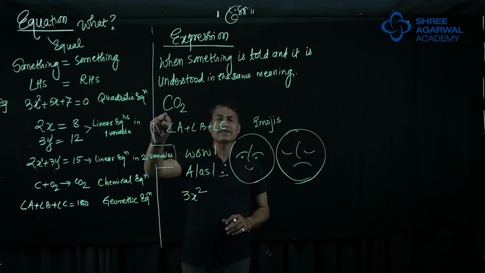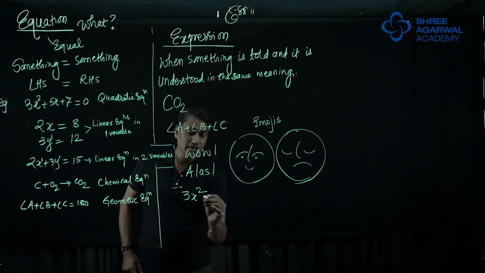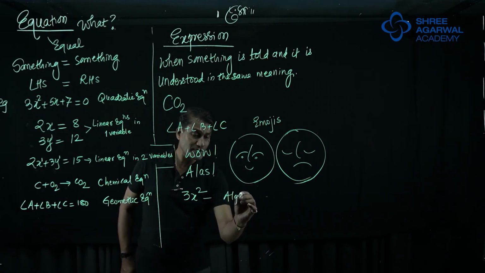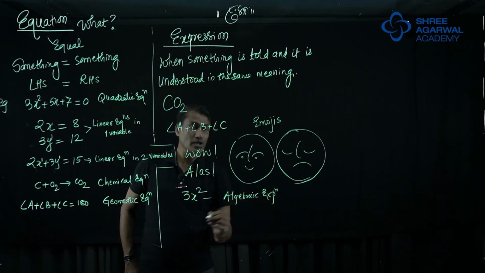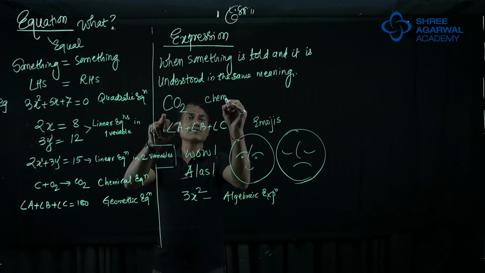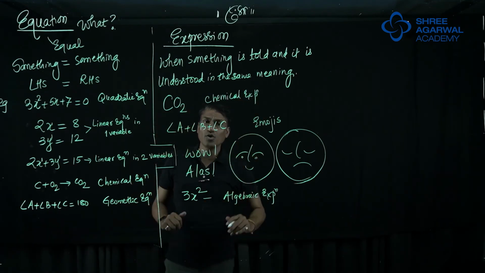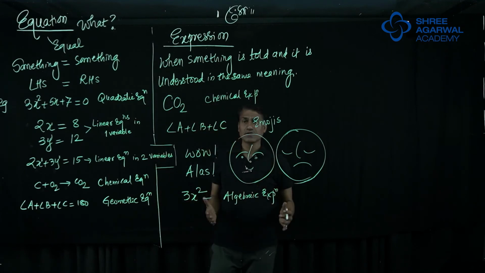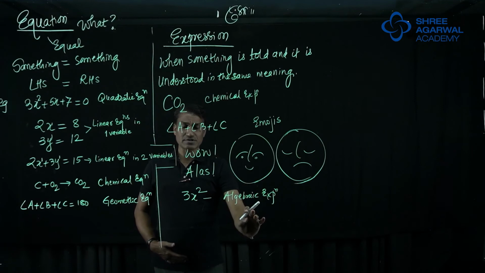This is a chemical expression. This is a geometrical expression. These are all verbal expressions. This is an algebraic expression. This is an algebraic expression. This is a geometric expression. This is a chemical expression. So, these are expressions. We will stick to algebraic expressions.